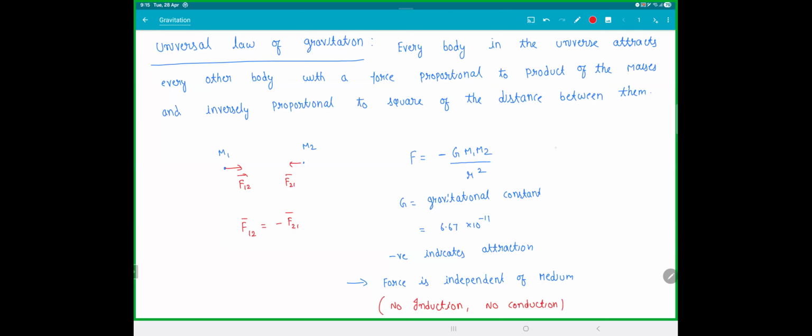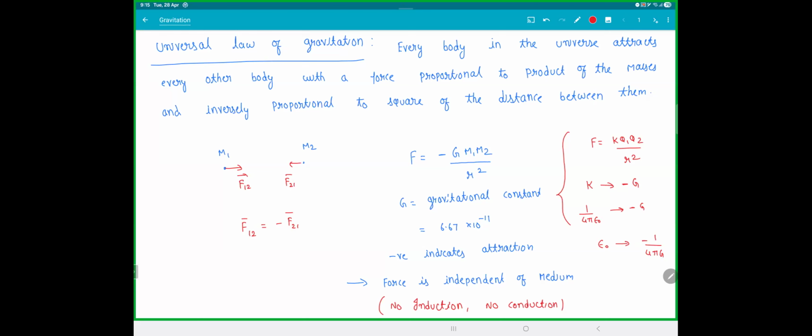Now, something to keep a note of here. Now you can compare this. If you look at the formula here, F is equal to K Q1 Q2 by R square. What you can do here is replace that K, or 1 by 4 pi epsilon, with minus G. So this is what you can do. And you get all your electrostatics formulas becoming gravitation formulas.